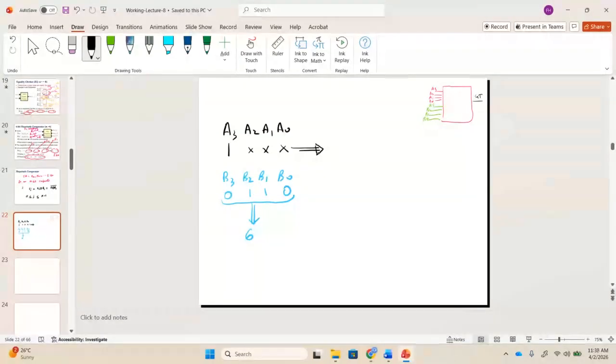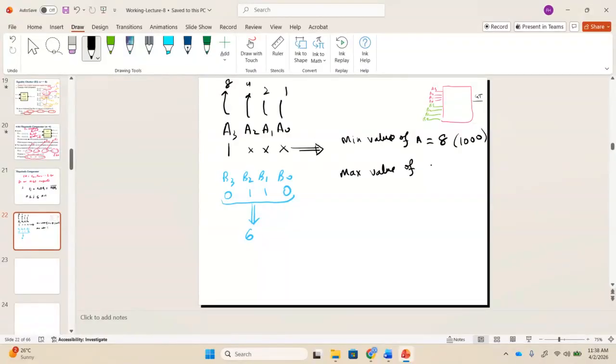A2 is don't care, and A1 is don't care, and A0 too. Can you see the weights? This weight is 1, this is 2, this is 4, and this is 8. So what is the minimum value of A? 8. The minimum value of A is when the rest are 0, 0, 0. And what will be the maximum value of A? 15, which is 1, 1, 1, 1.